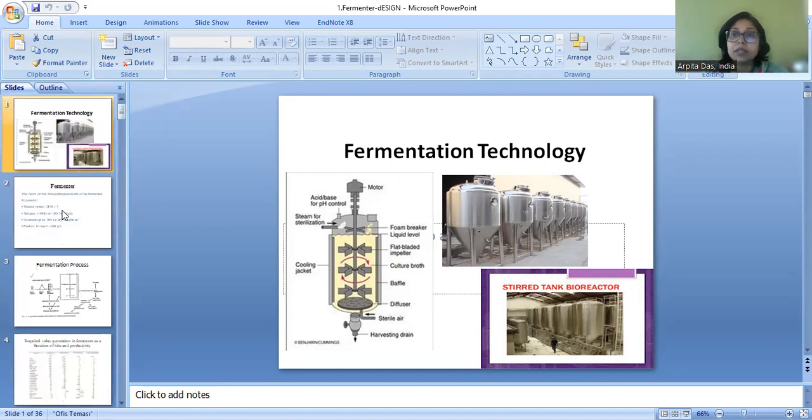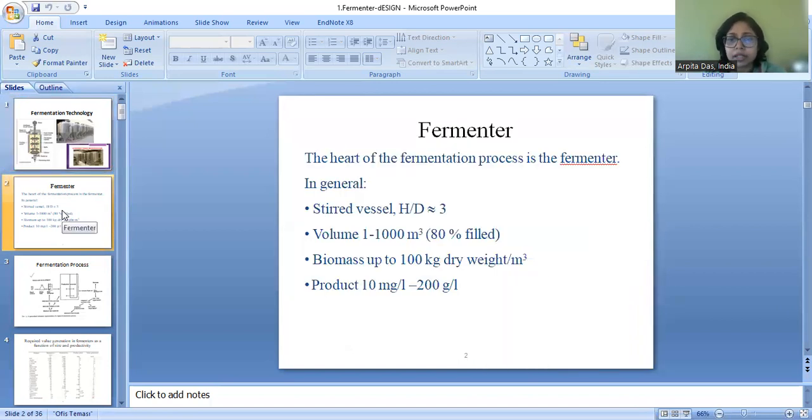A bioreactor is nothing but a huge vessel which is utilized for bioprocessing. Now, a fermenter is a huge vessel too, as bioreactor and fermenter are synonymous. So in general, the size of the vessel, H by D, like height by diameter, should be around 3. The height is three times more than the diameter. It is the optimum size which can be utilized for a fermentation protocol.